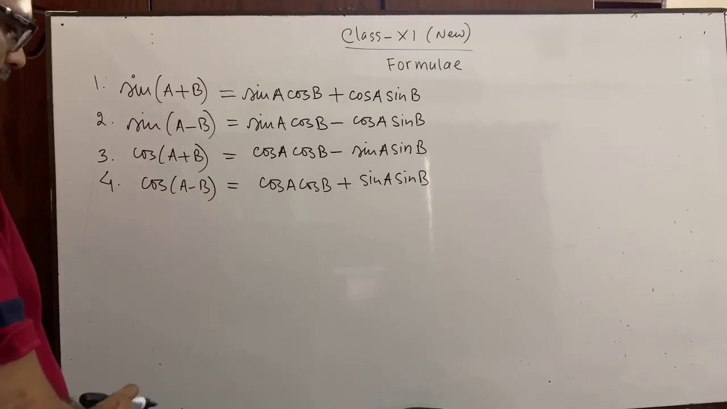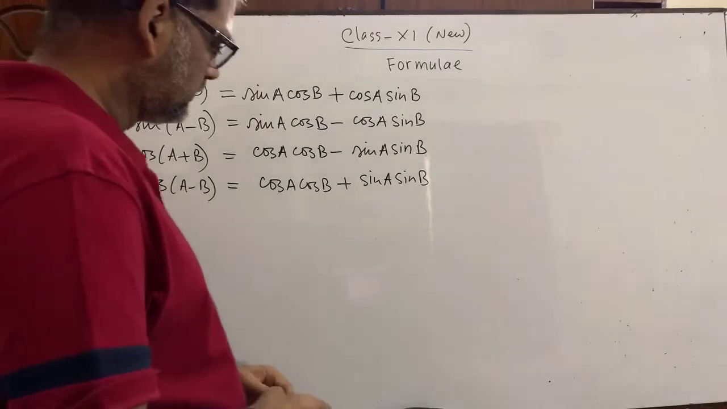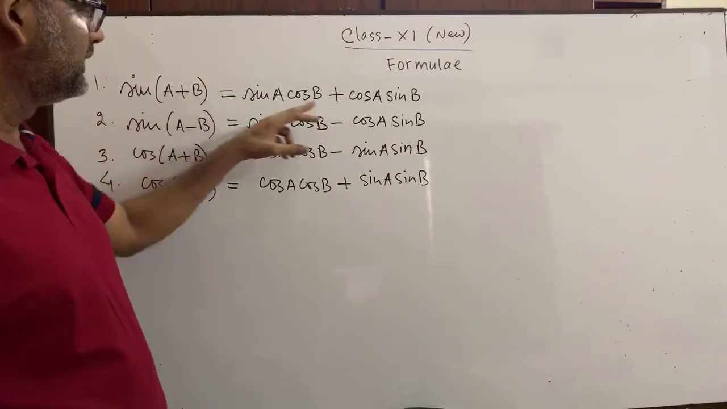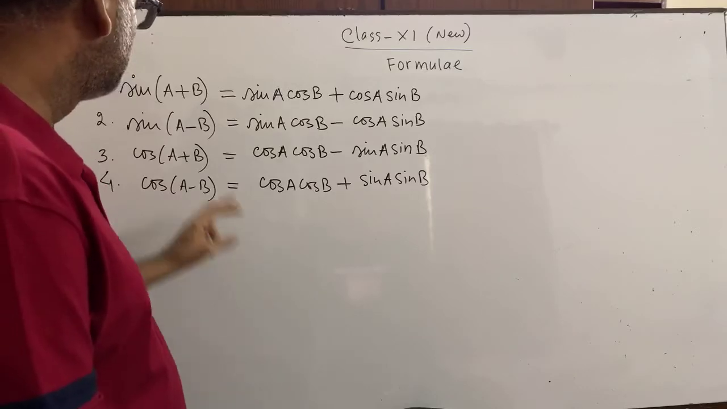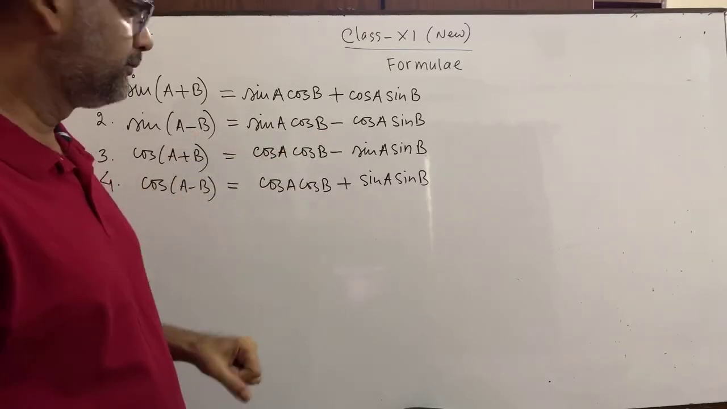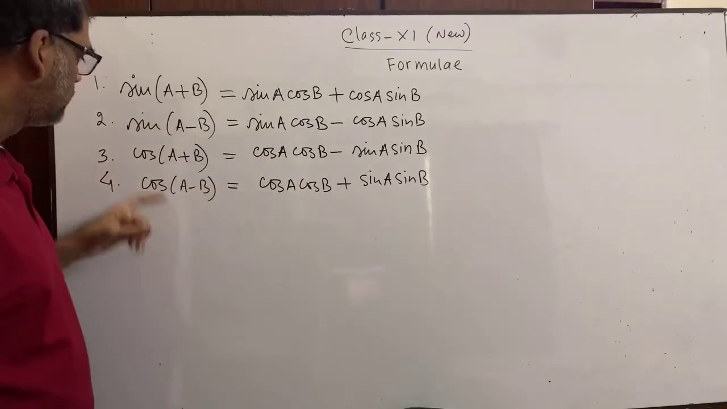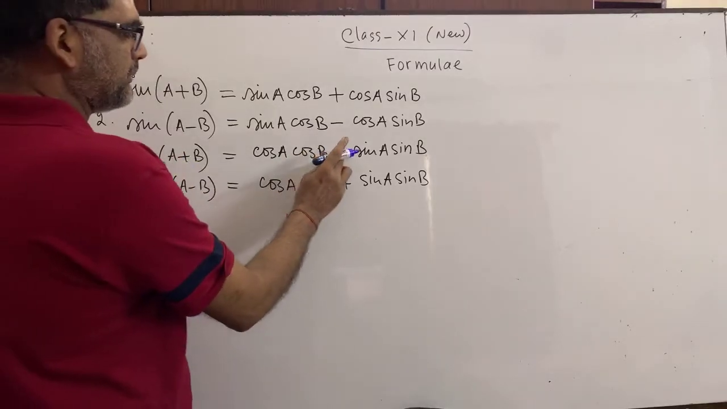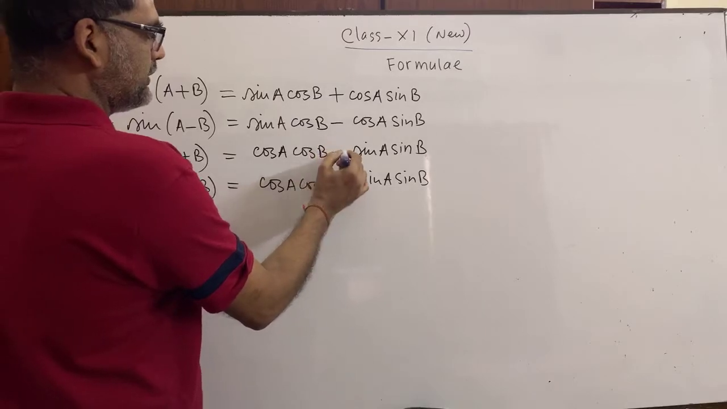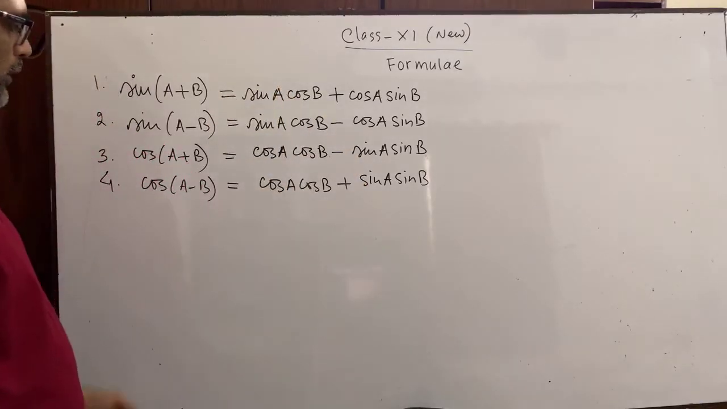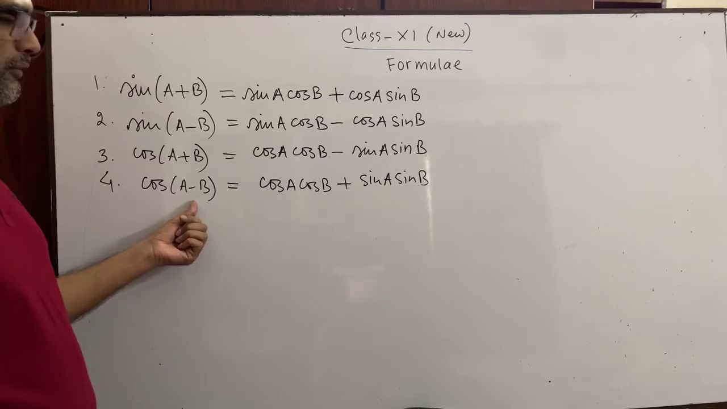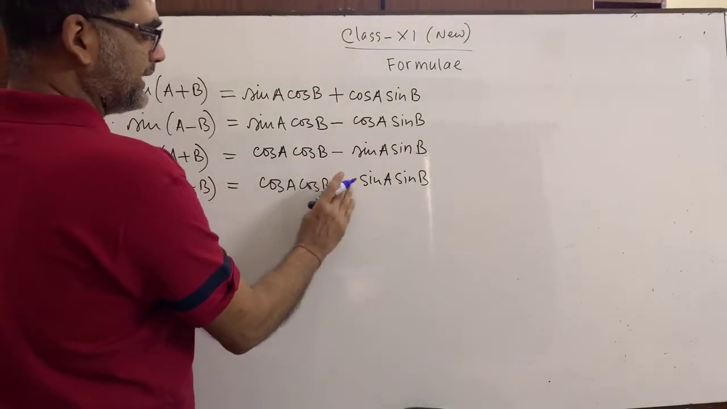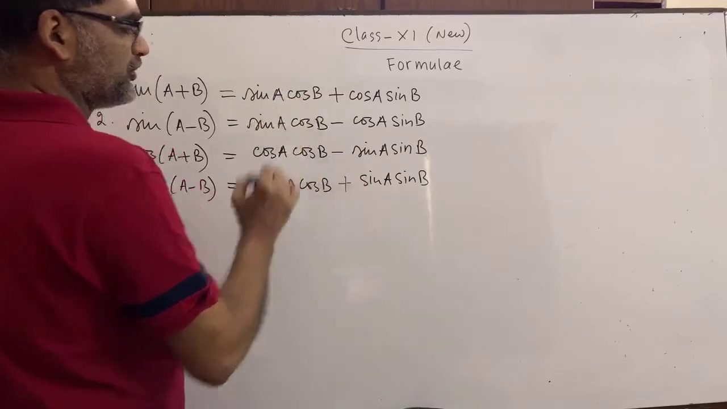You just think, in the case of sine, when it is positive, it is positive; for negative, it is negative. But in the case of cosine, when it is positive, then it is negative. I am writing again, it is negative. When it is negative, in case of cosine, then it is positive.